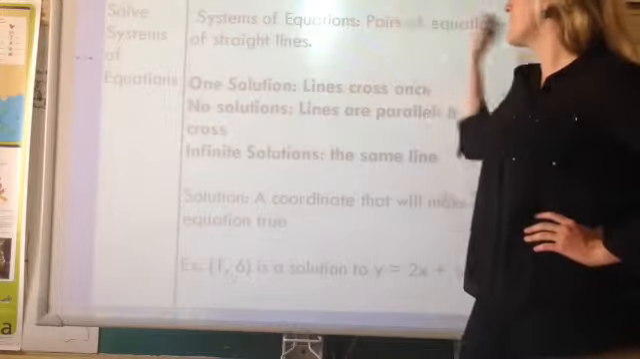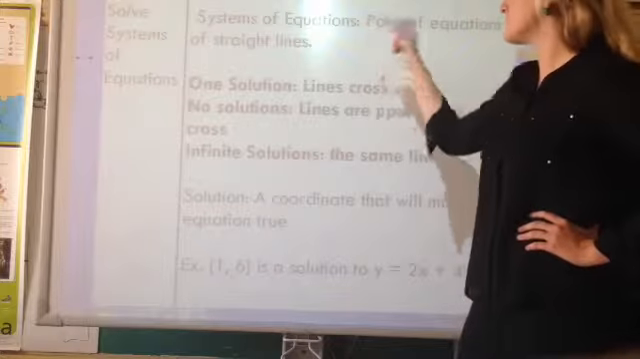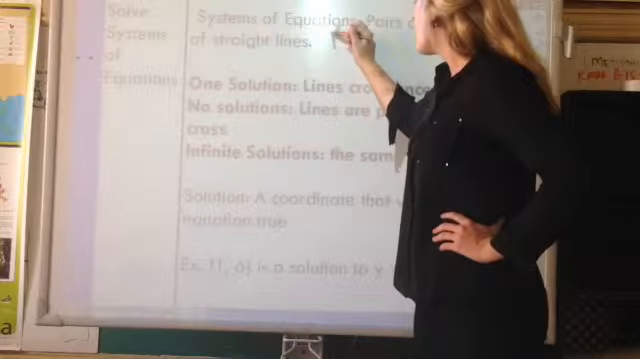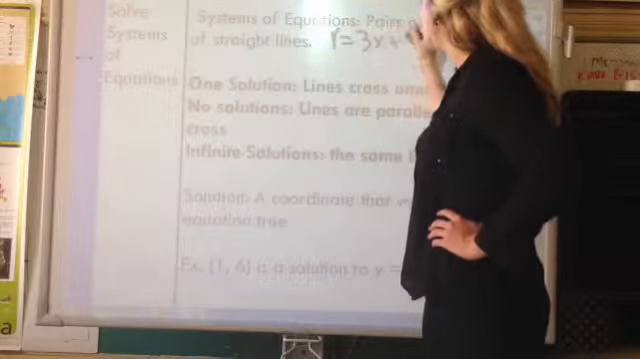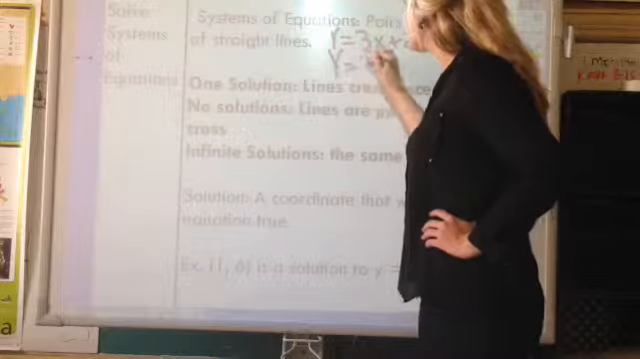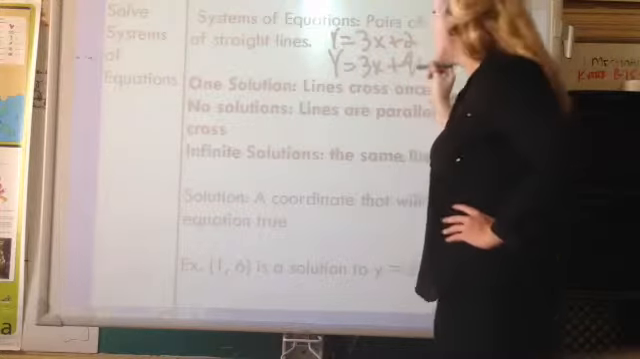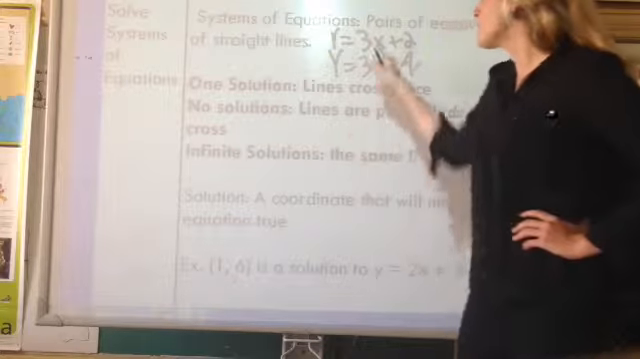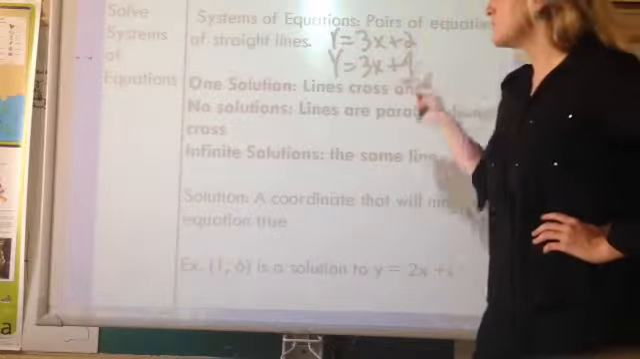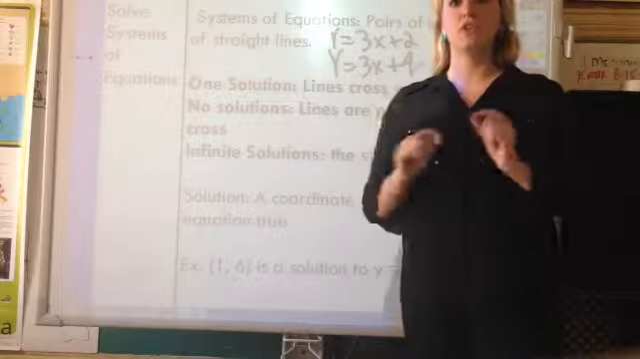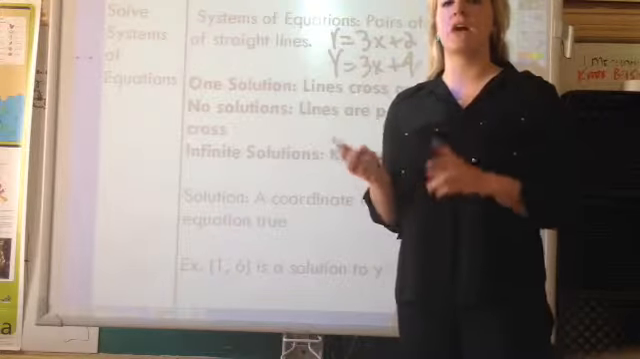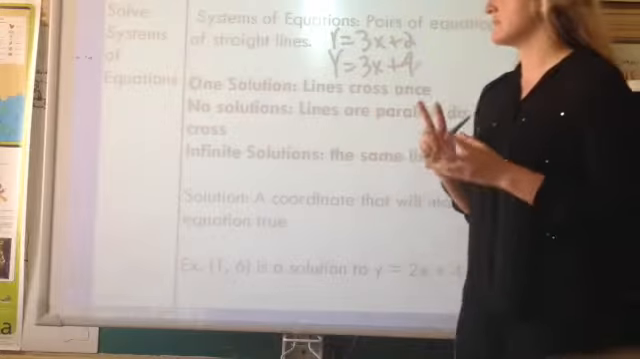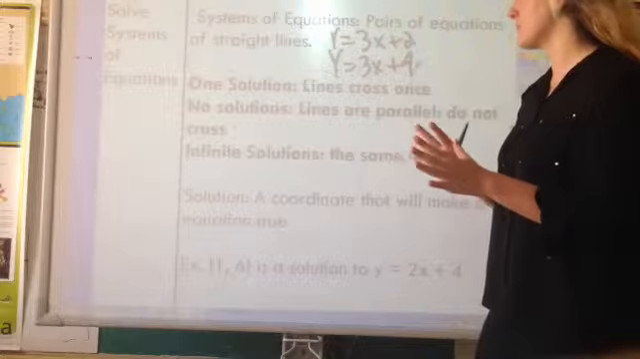So systems of equations are just pairs of equations of straight lines. So if I just had y equals 3x plus 2 and y equals 3x plus 4, since there's two of these equations, they're technically called a system of equations, but they're both straight lines. So today we're going to be working on graphing two lines on the same graph and figuring out how many solutions these have. So this will all make sense, just hang on with me.